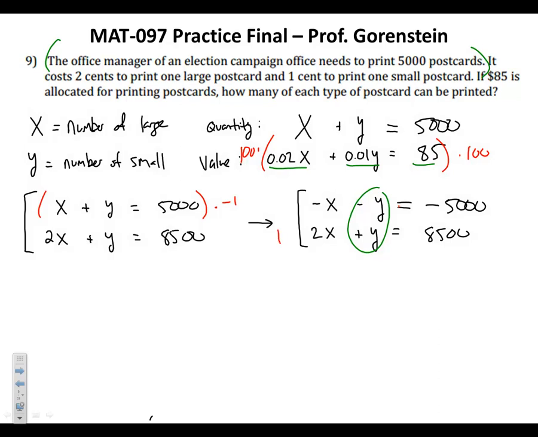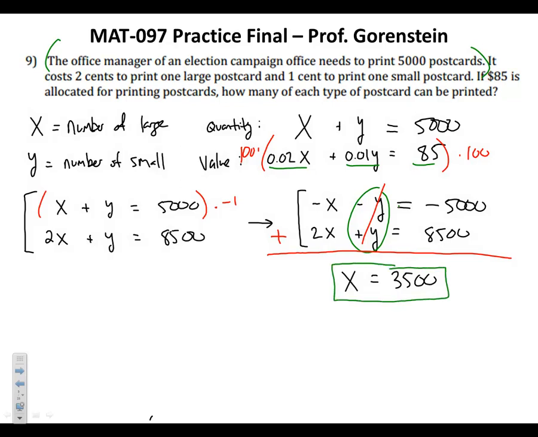So when we combine the two equations, when we add the two equations together, the y's will cancel. So on the left-hand side, we'll have a negative x plus 2x, so that's just x, is equal to negative 5,000 and 8,500 will give us 3,500. So this is one of our solutions. X is equal to 3,500. So 3,500 large postcards.